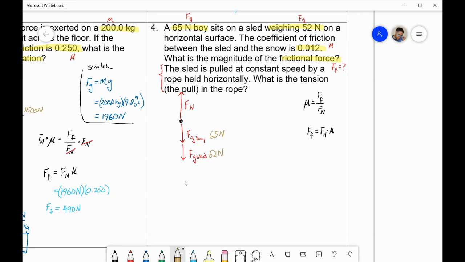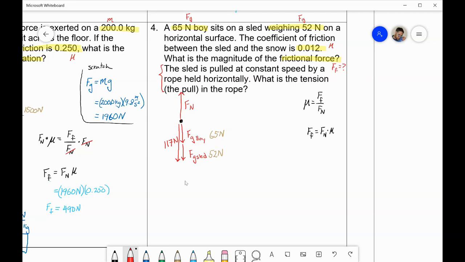So the total downward force, if we're going to add these two things together, well, 60 plus 50 is 110. 5 plus 2 is 7. So I've got 117. So my total downward force, the sum of my forces in the down direction, is 117 newtons. That's my total down.